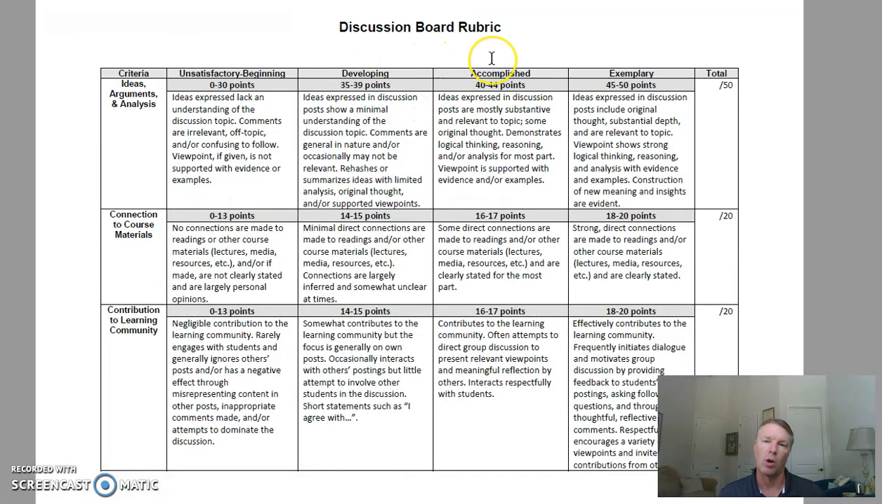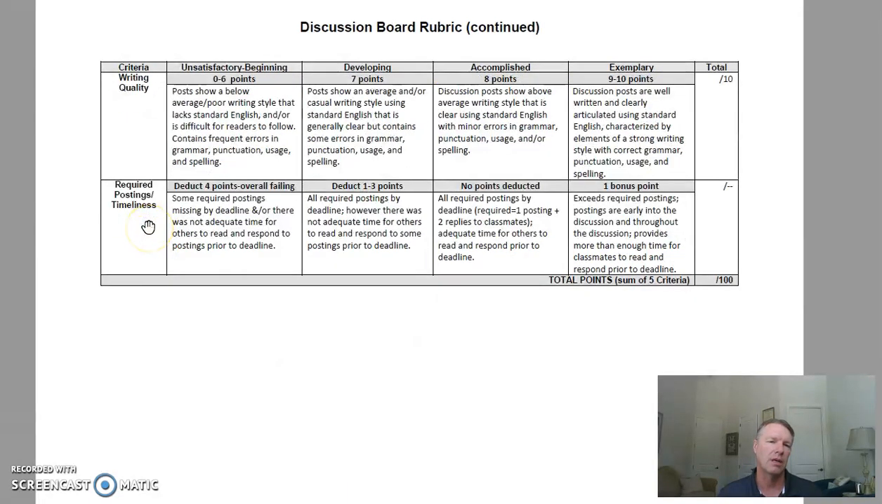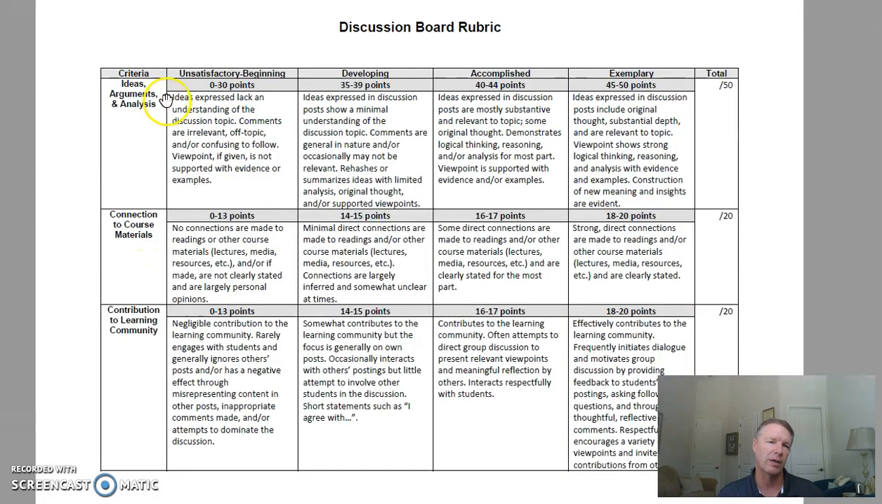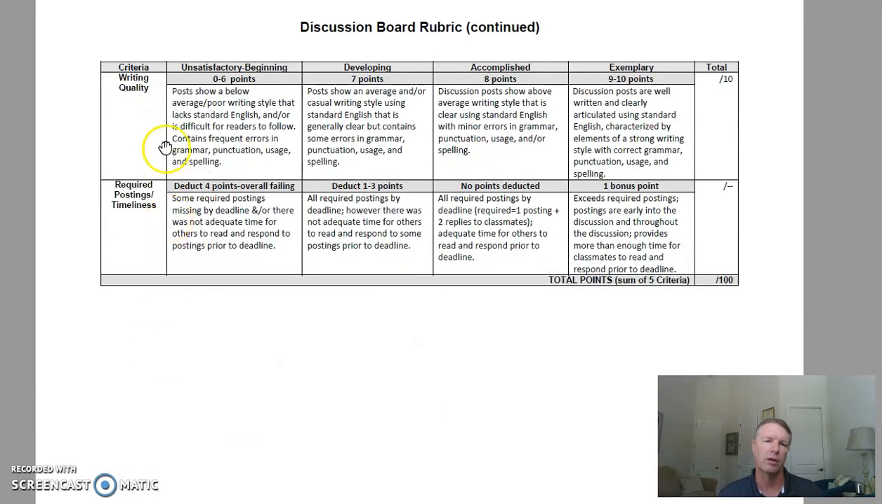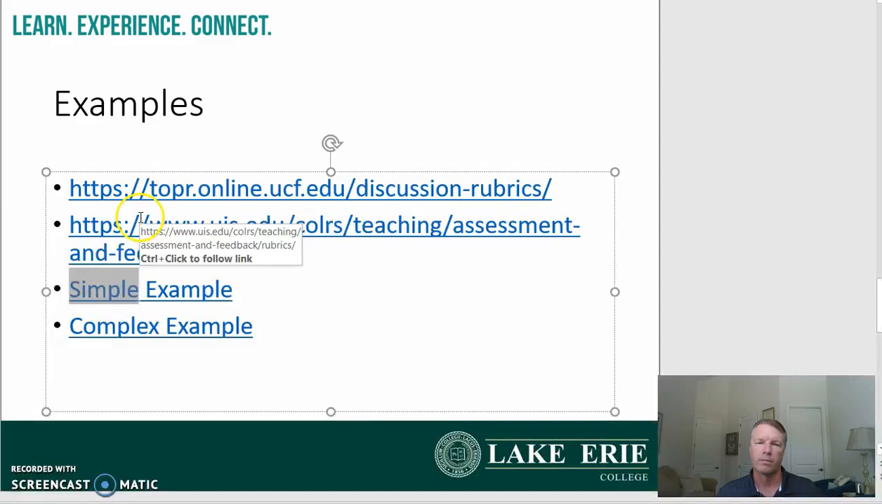Here we'll look at a little bit more complex discussion rubric, and again, exemplary, accomplished, developing, and unsatisfactory, a 4-point level rubric. 5 criteria or aspects. So you've got content, connection to course materials, contribution to learning community, quality of writing, articulation we talked about, and the required postings or timeliness. So this is a little bit more complicated one on a 100-point scale. And again, I'll hyperlink these so you can look at them in much more detail.